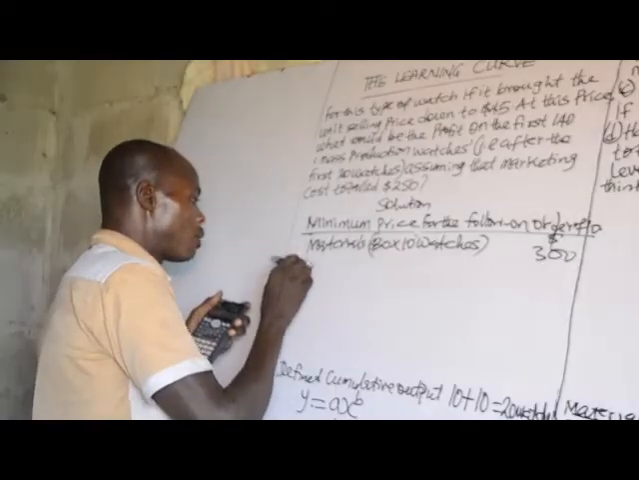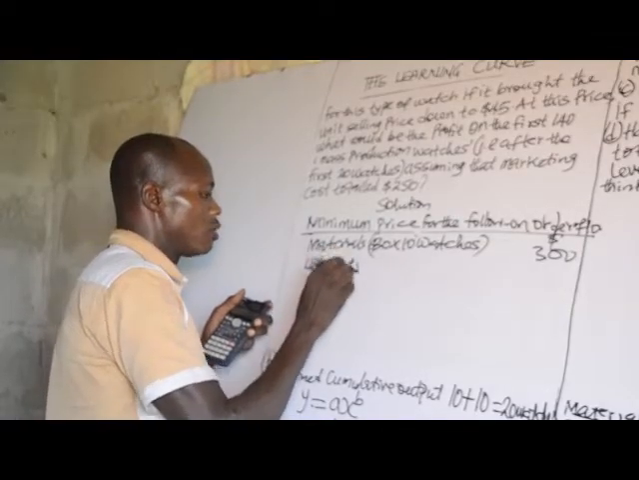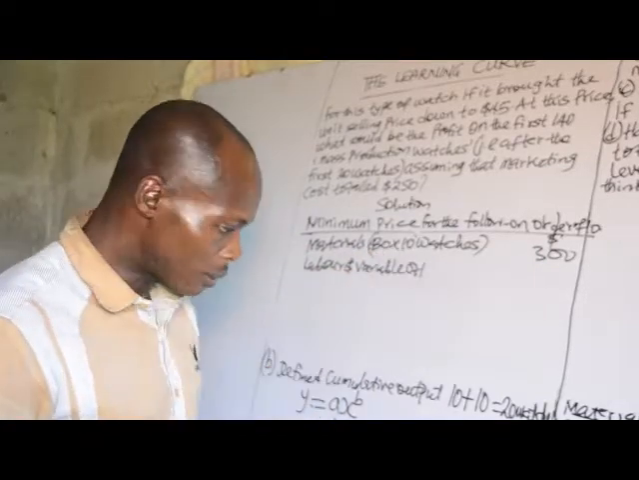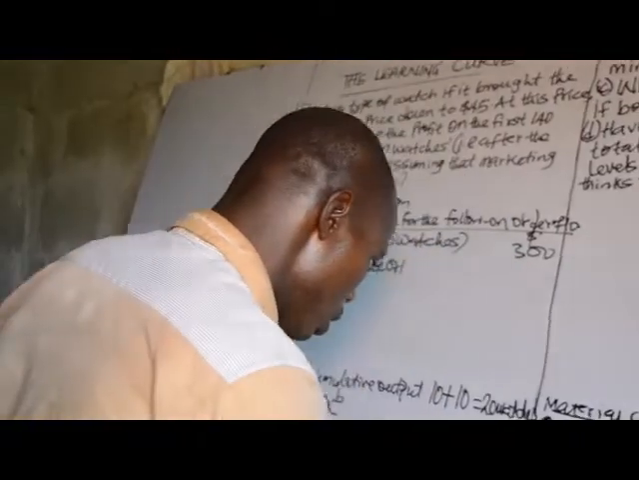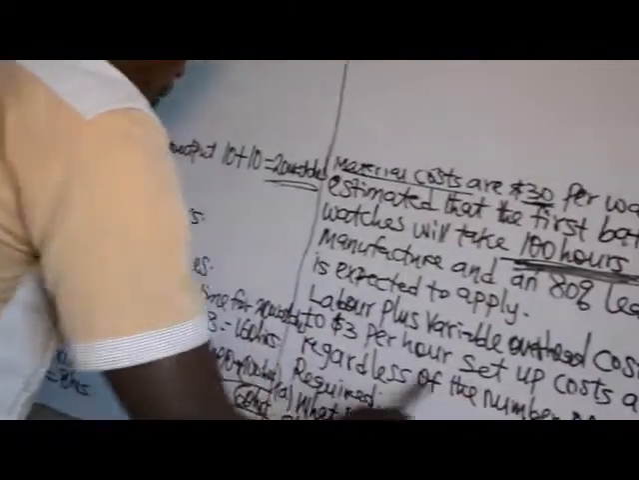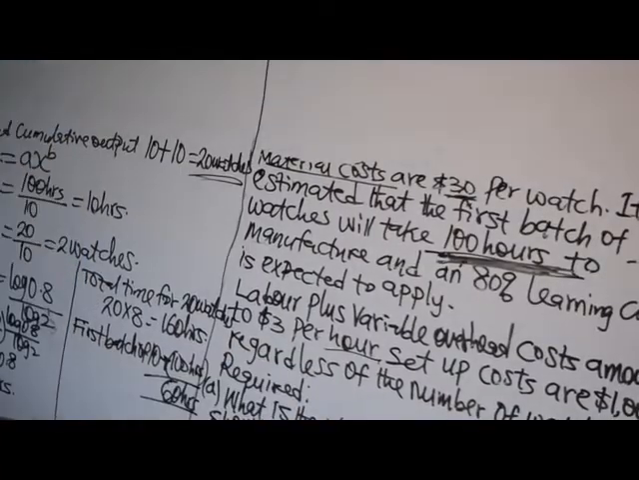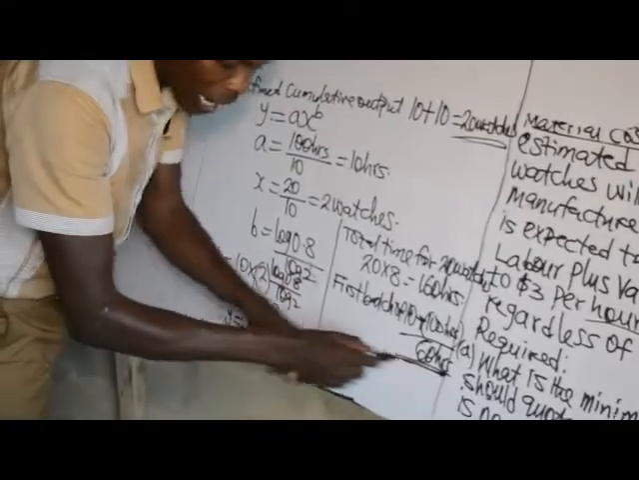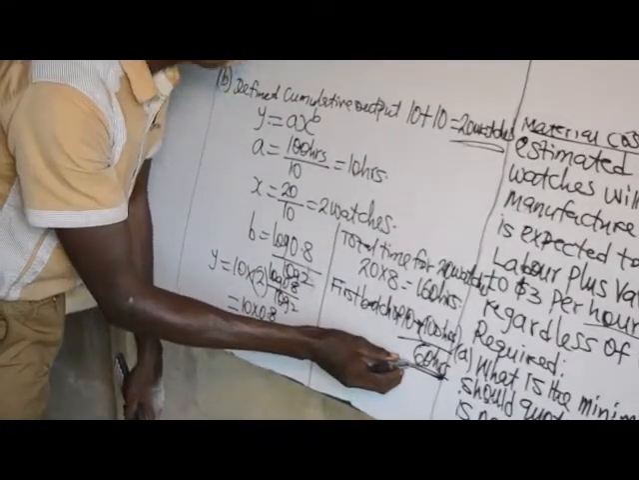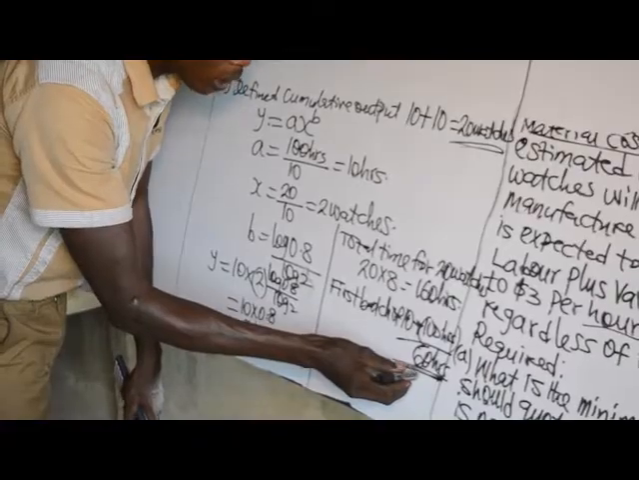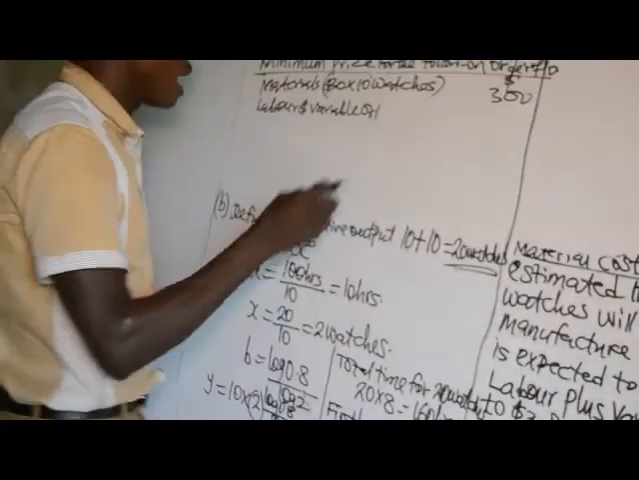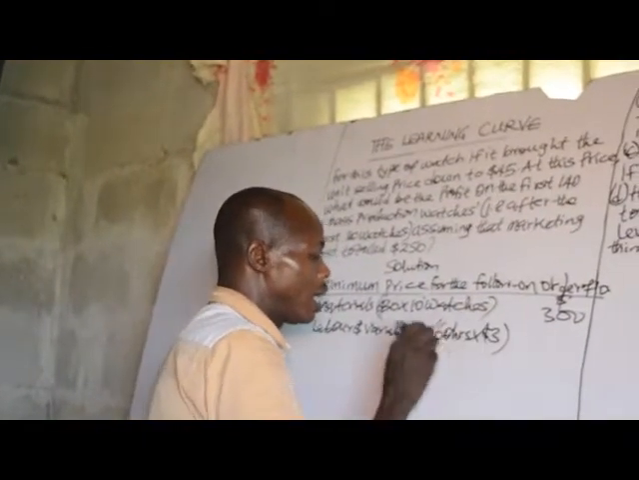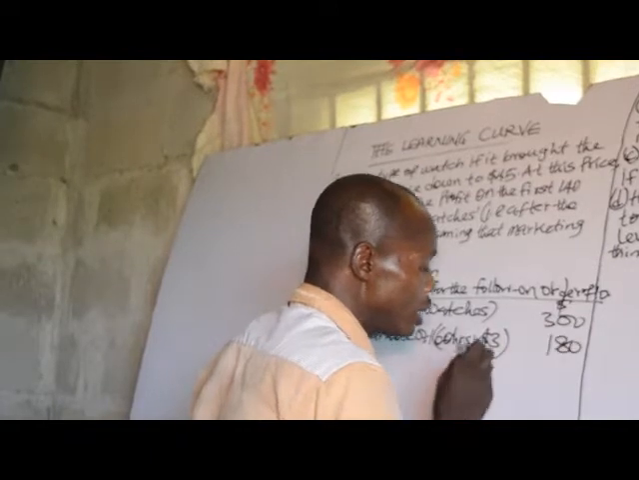We have labor and variable overheads. Labor plus variable overhead costs amount to $3 per hour. Now, to produce the follow-on order of 10, an additional 60 hours will be required. So we have 60 hours times $3, and that will give us 180.